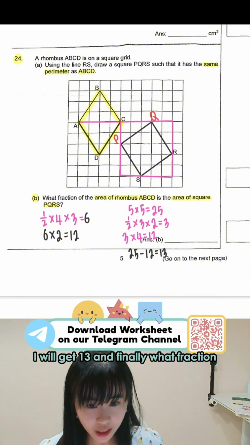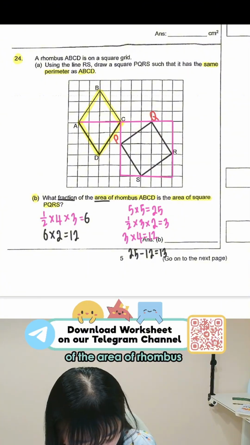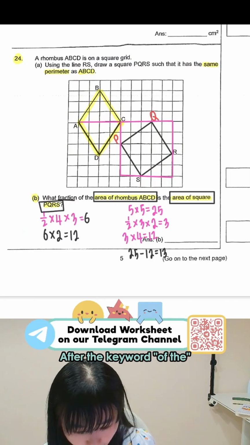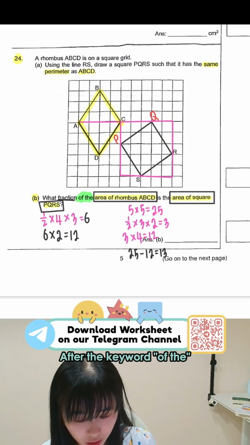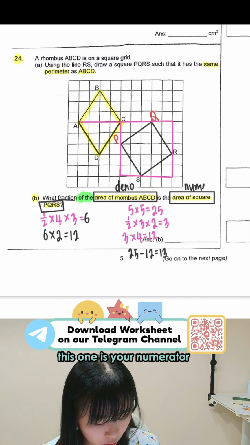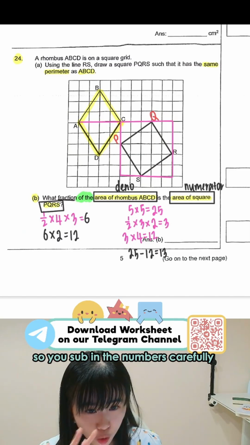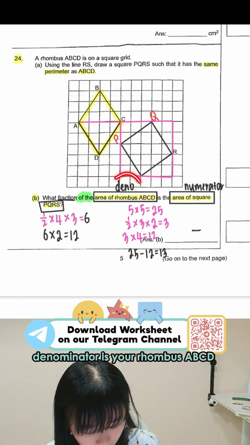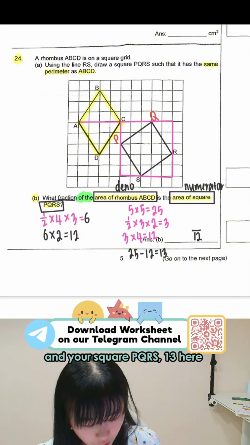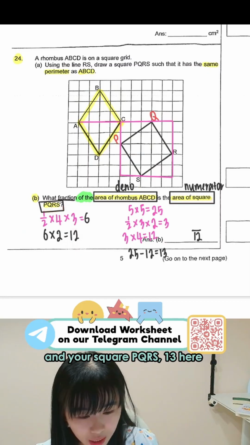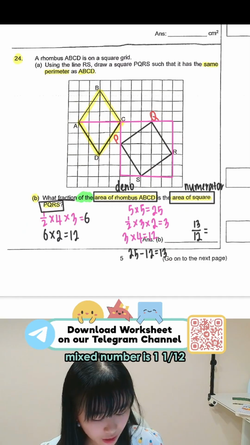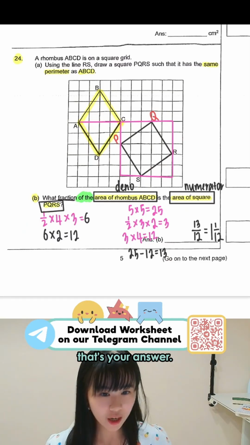And finally, what fraction of the area of rhombus is the area of the square PQRS? After the keyword of the, this one is your denominator. This one is your numerator. Okay, the one in the end is your numerator. So you sub in the numbers carefully. Denominator is your rhombus ABCD, which we have gotten 12 here. And your square PQRS, 13 here. So our fraction is 13 over 12. Mixed number is a 1 whole 1 over 12. That's your answer.